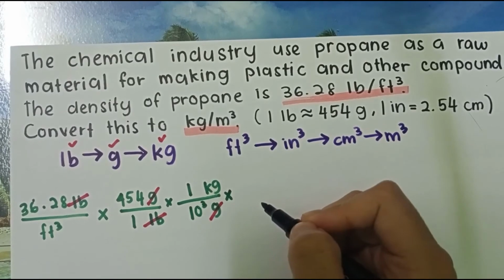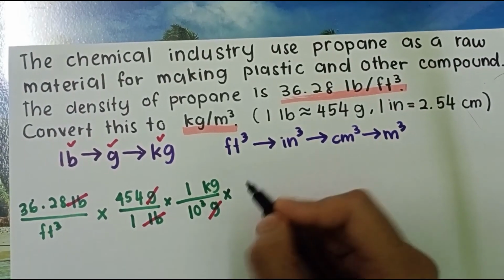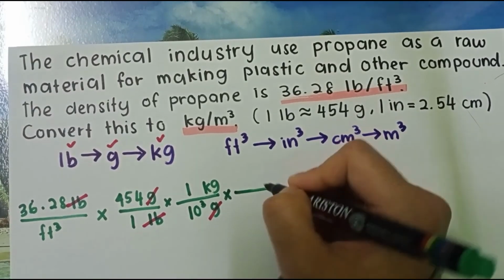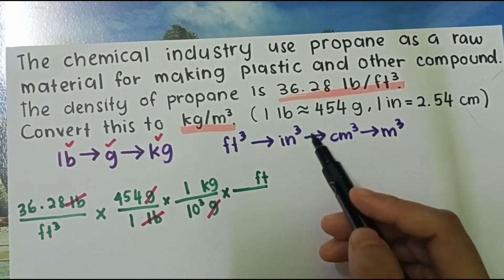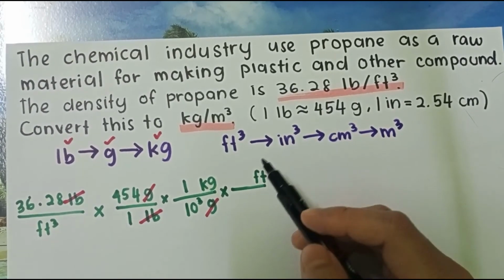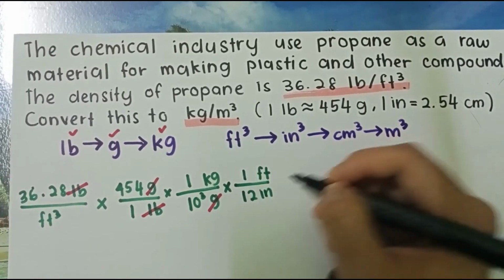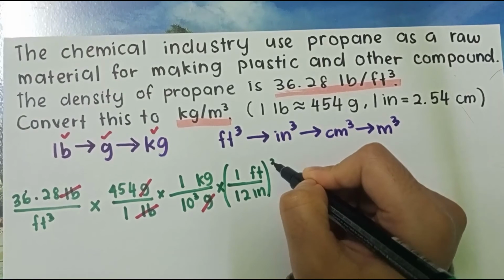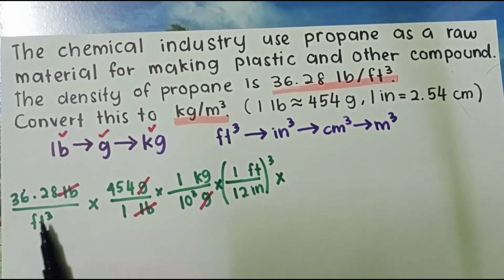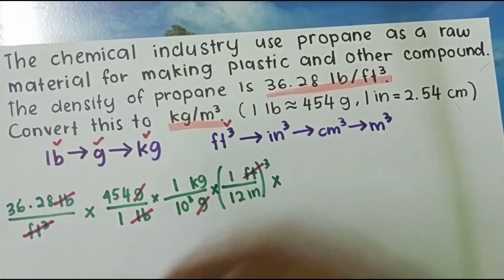First, we want to cancel feet. We know feet is at the bottom and we want to cancel it, so we put feet at the top. And we want to convert it into inch. 1 feet equals 12 inch. But we know we have the cube, so we must cube it. Then we can cancel feet. Okay, now we have settled this.